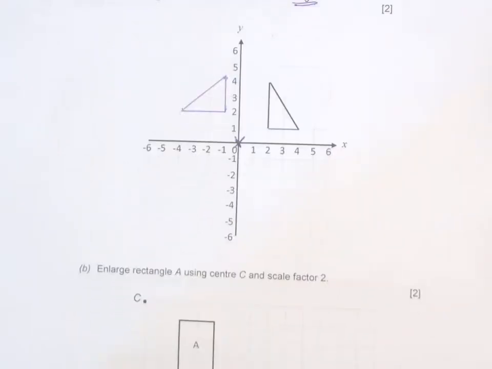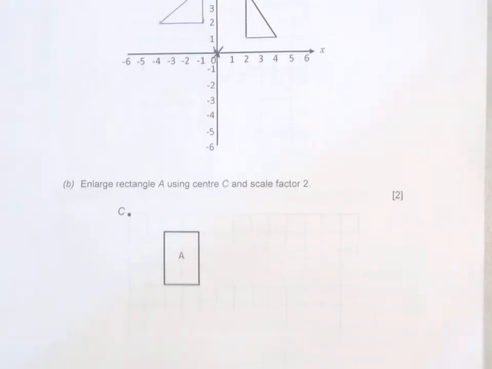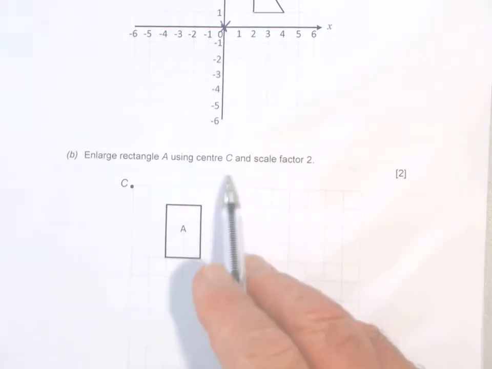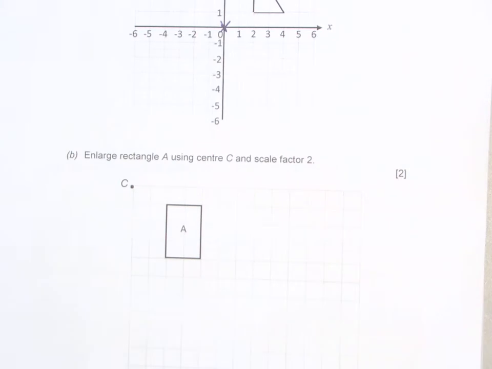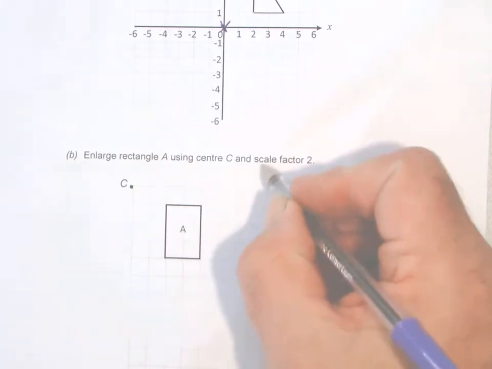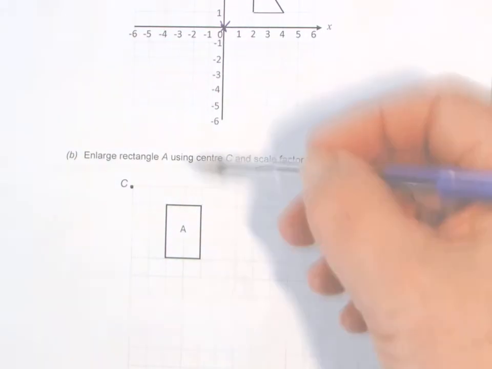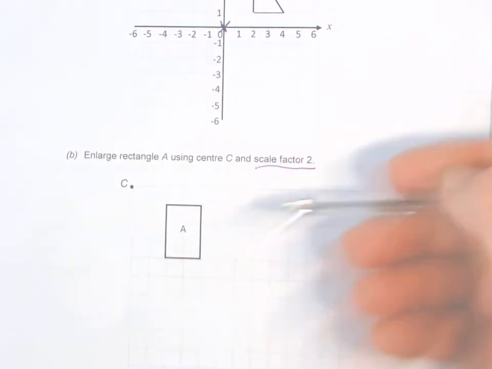And then the second one is an enlargement, okay, using centre C and a scale factor of 2. Now, it's very easy to get one of those 2 marks, okay, because the scale factor of 2 is telling me all the lengths of that shape have to be doubled, times by 2.